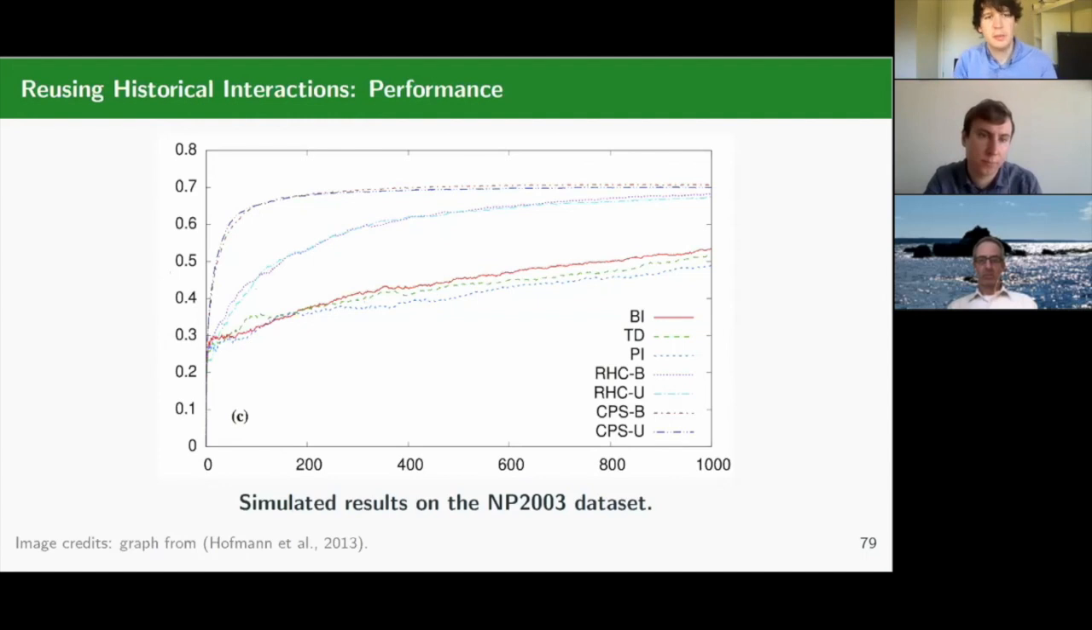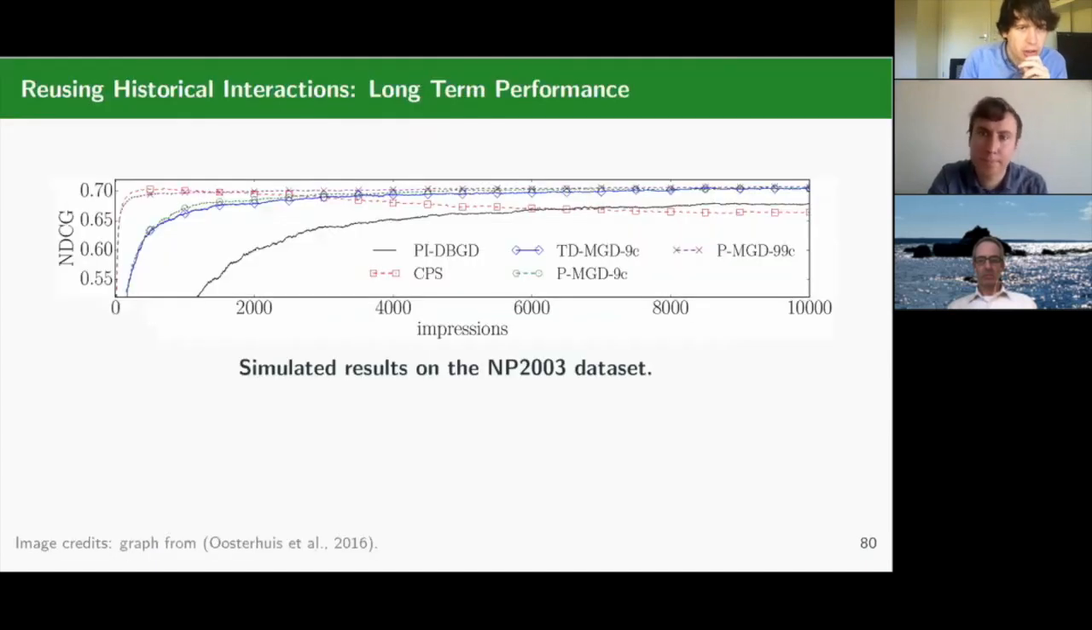However, there's a big but here. 1,000 is a very small amount of iterations. In later work, this was run over a much longer period of time. As you can see here, 10,000 queries. And now we see something different.